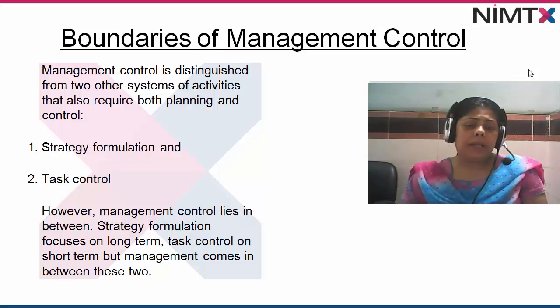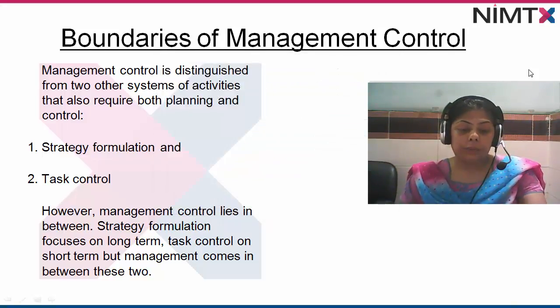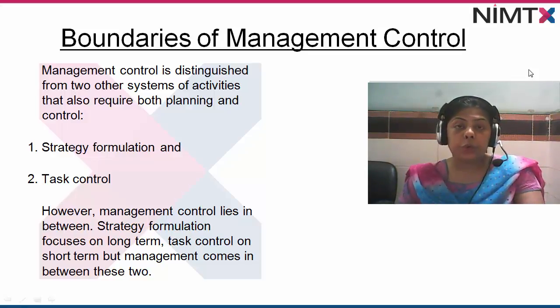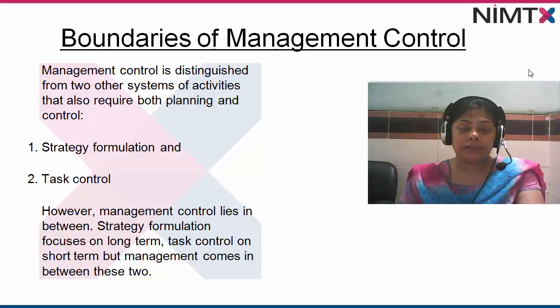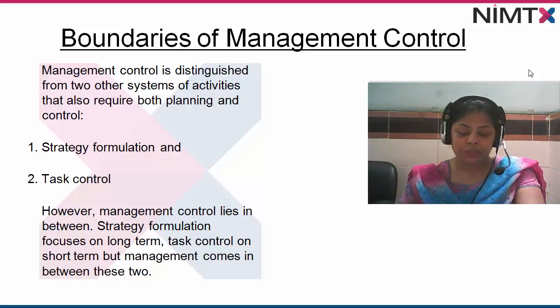However, management control lies in between. Yes, it does. Management control lies in between because the management of a company has to work towards the strategy as well. There is a goal of a company, there is an aim. They know what the aim of the company is, so they have to work towards it. However, they also have to have task control, which is for daily working. Management control comes in between. Strategy formulation focuses on the long term, task control on the short term, but management control comes in between these two.